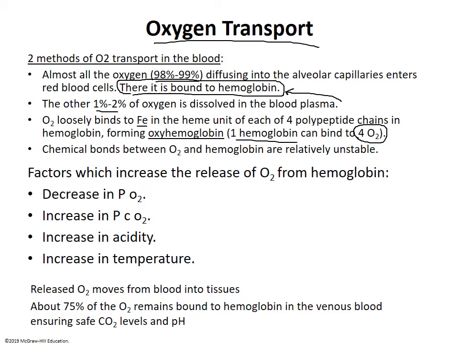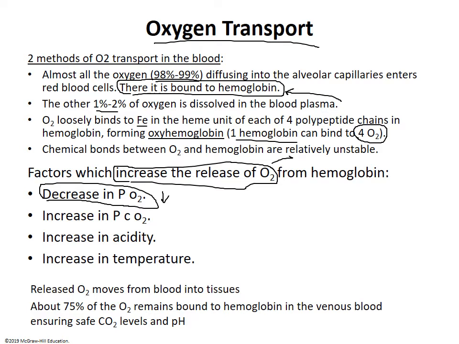The chemical bonds between oxygen and hemoglobin are pretty unstable, and their stability is determined by their environment. So we're going to look at the things that increase the release of oxygen from hemoglobin. Again, oxygen binds to that iron, with 4 oxygens bound to each hemoglobin molecule. And as it travels from the lungs to the tissues, it goes through a bunch of different environments.